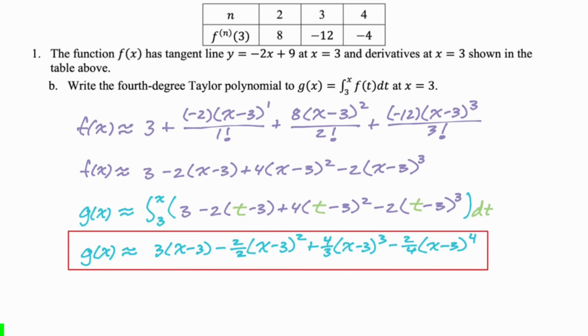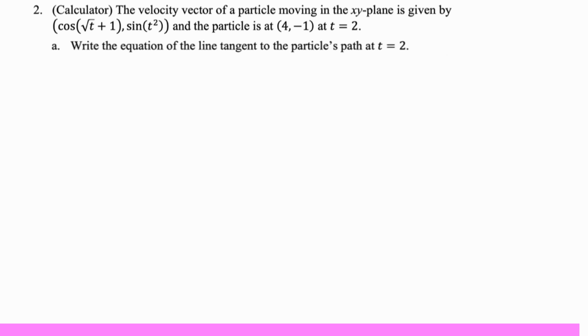Let's take a look at number 2. This is a calculator question. The velocity vector of a particle moving in the xy plane is given by cosine of the square root of t plus 1, comma sine of t squared. The particle is at (4, -1) at t equals 2. All right, part A, write the equation of the tangent to the path at t equals 2.